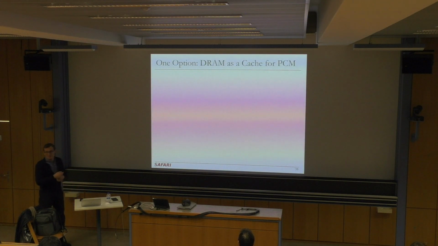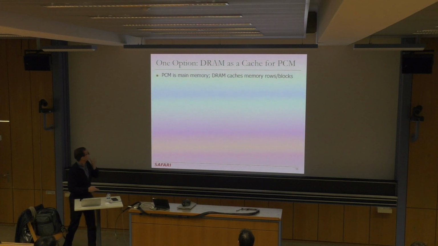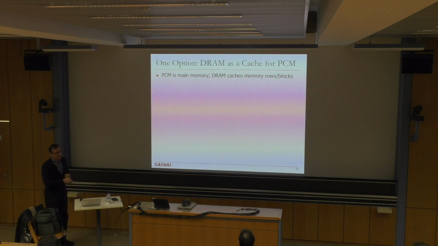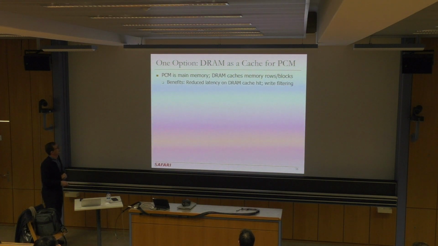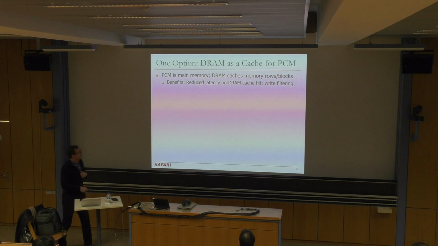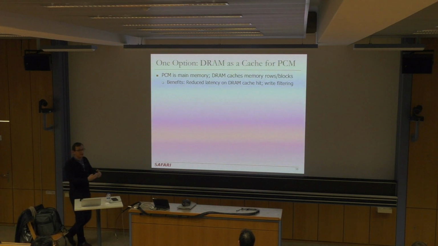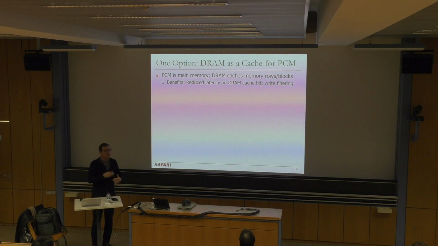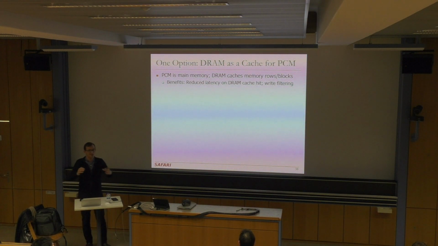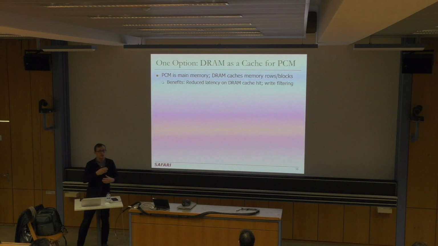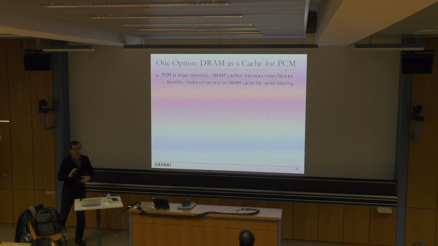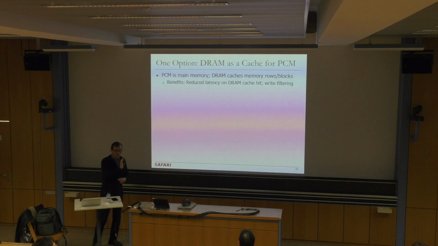Okay, so let's look at one option, which is using DRAM as a cache for phase change memory in a hybrid memory system. In this case, PCM is main memory, and DRAM caches the memory rows or blocks at some granularity. The benefits are you have reduced latency on DRAM cache hits, and you also get write filtering, meaning writes are written directly to DRAM, and if you're writing to a block many, many times, DRAM absorbs those writes. And you reduce the number of writes that you do to PCM, which is really good for performance, energy, as well as endurance. Right? So this way you can reduce the writes.